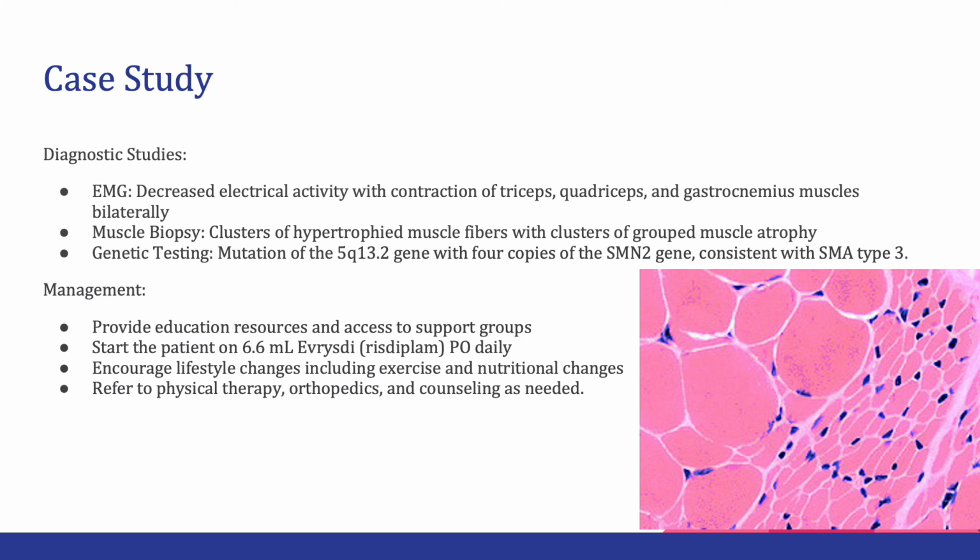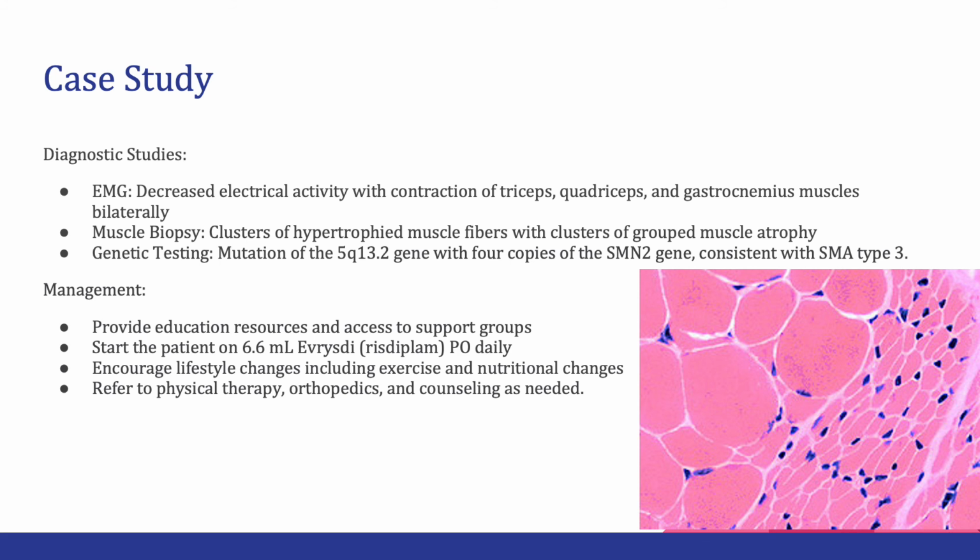So the results of the muscle biopsy have you greatly concerned about a potential genetic disease, and you decide to get a genetic test. And when it comes back, it does confirm a mutation of the 5q13.2 gene, along with 4 copies of the SMN2 gene. And with this patient, it would be consistent with SMA type 3.